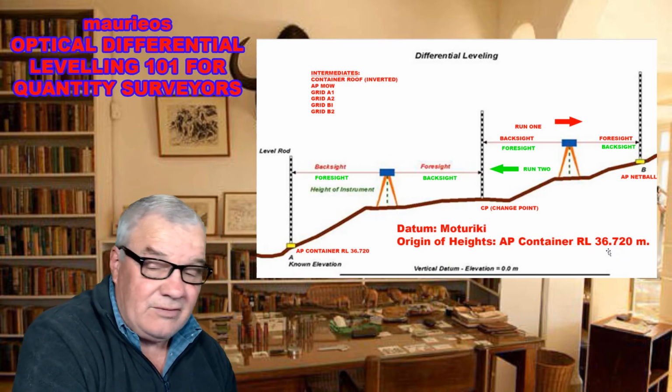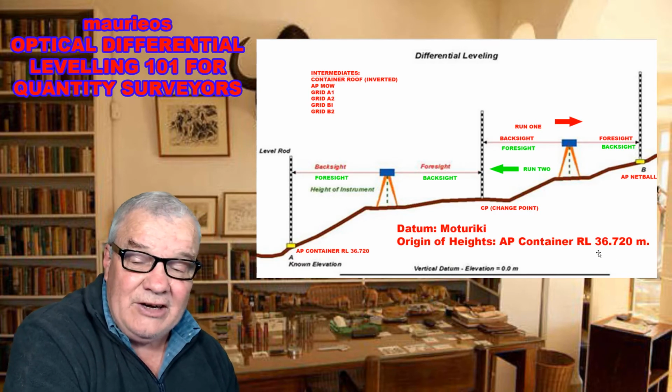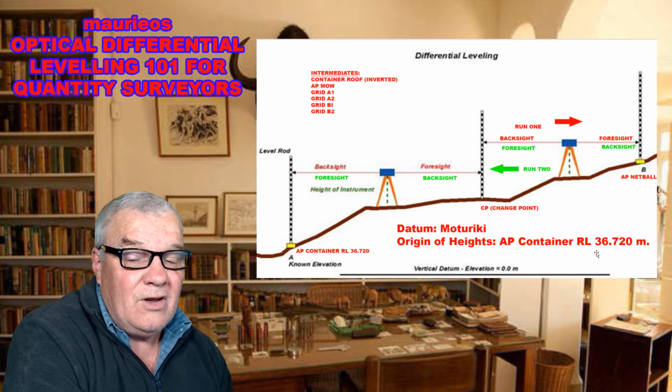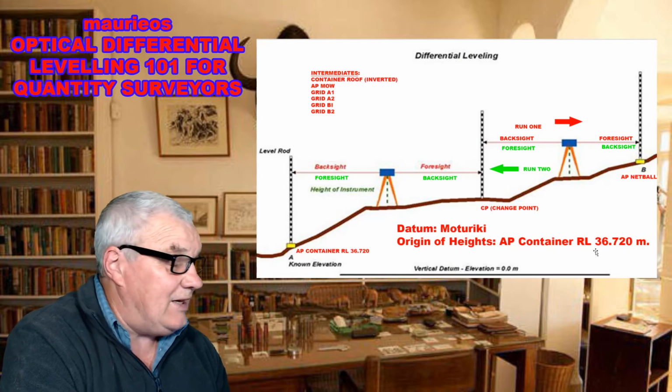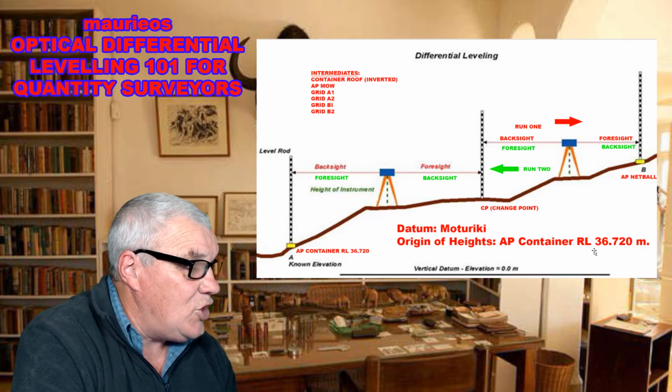And that's what it is there. You can have an assumed datum. Sometimes we might assume a datum of 100.000 if we don't know.